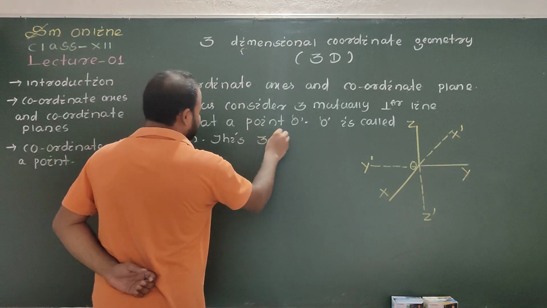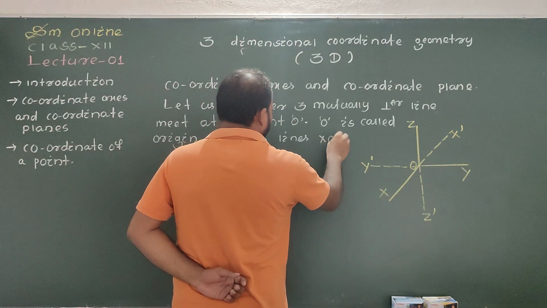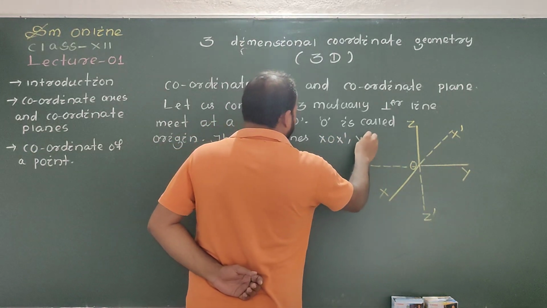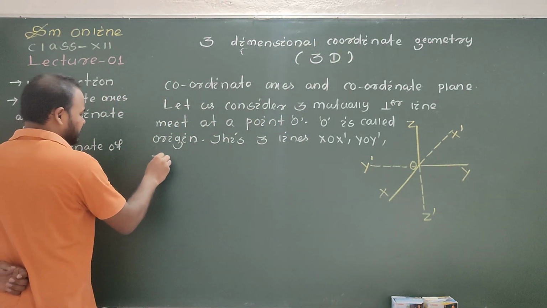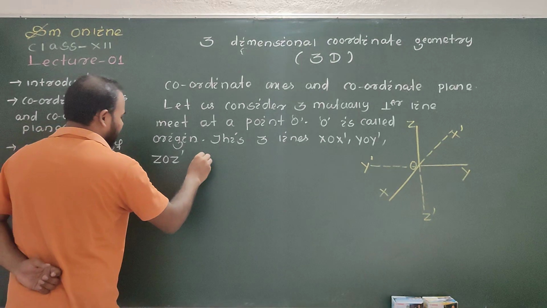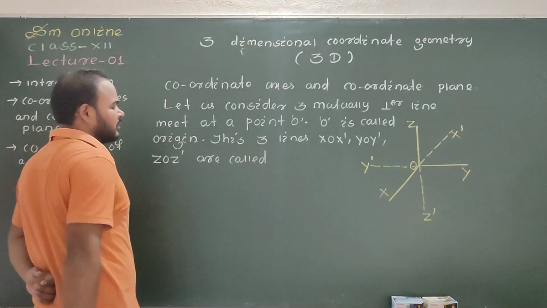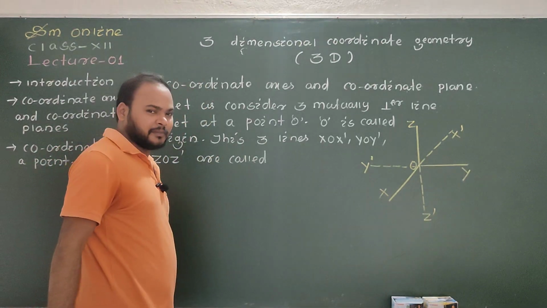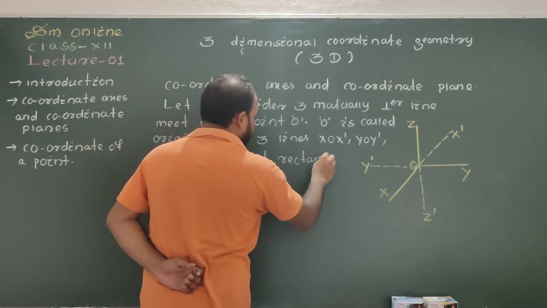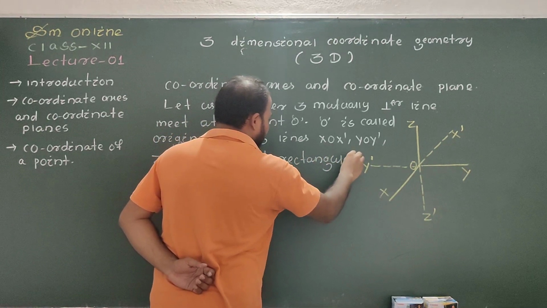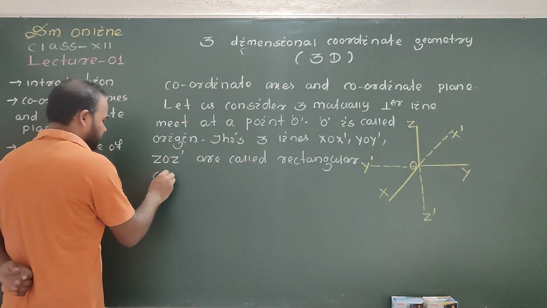These three lines, x o x dash, y o y dash, and z o z dash are called rectangular coordinate axis, because they are perpendicular. Okay, so we call them rectangular coordinate axis.